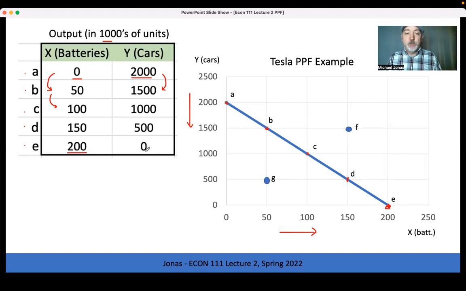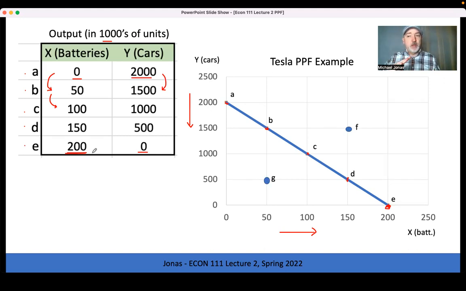production. So if no resources are being used in the production of cars, Y in this case, everything is being put into battery production. That 200 units is their maximum level of production. So again, by connecting those dots, what we're showing is all possible combinations of output that represent full employment, that are feasible for the firm.